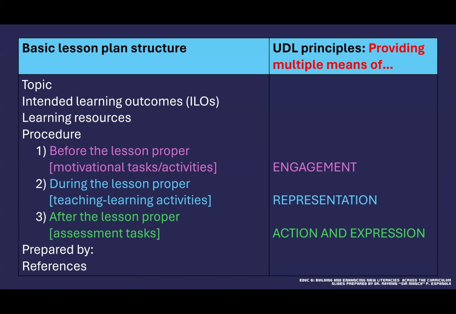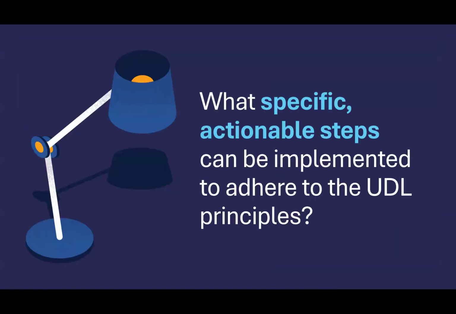Okay? Now, the third one here, after the lesson proper, is the assessment tasks. We assess whether the intended learning outcomes were attained. Now, that aligns to the last UDL principle, providing multiple means of action and expression. Okay? And it's plural, assessment tasks. So if the teacher keeps using only identification, multiple choice, identification, multiple choice, the teacher may suffer criticism for not adhering to providing multiple means of action and expression. Okay? So, I hope you get the point now.